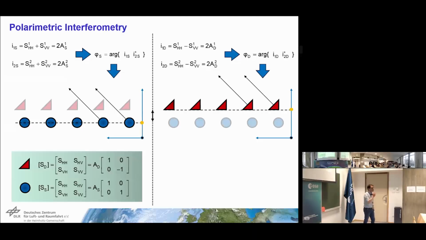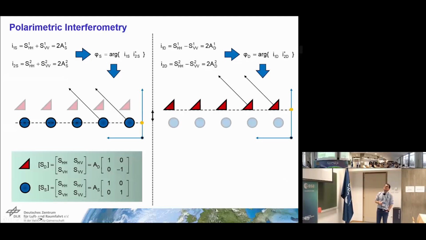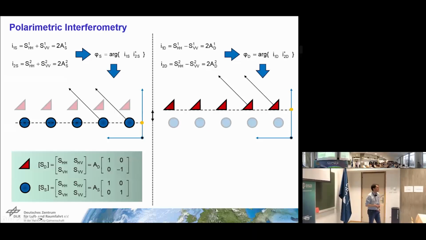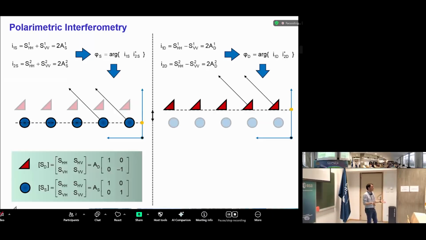And you will see this turns out to be very important when we go for applications. It's a very simple example, but it tells you already how this polarimetric interferometry works. So the whole game is to be able to separate scattering mechanisms. That's the thing.